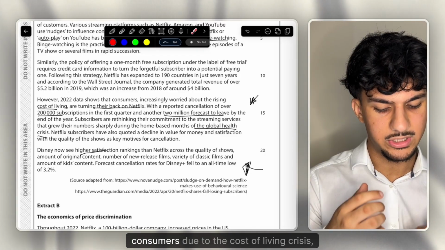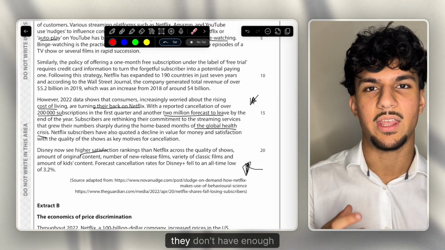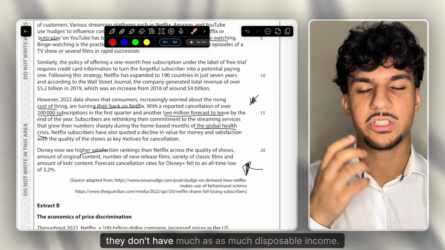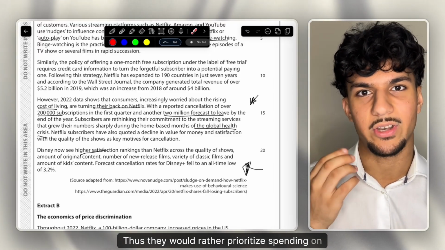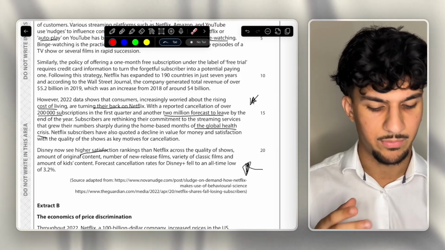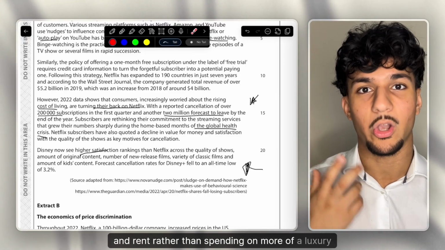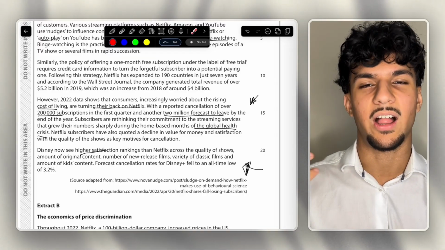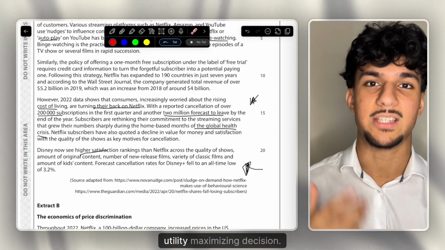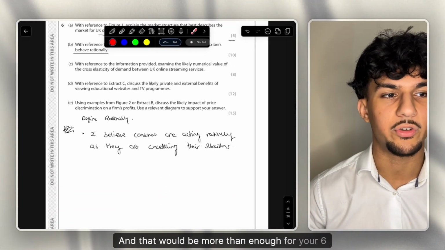Or that consumers, due to the cost of living crisis, don't have as much disposable income, thus they would rather prioritise spending on necessities, things like food, water and rent, rather than spending on more of a luxury good like Netflix. Thus they're substituting away from Netflix, and that is obviously a rational, utility maximising decision. And that would be more than enough for your 6 marks of analysis.